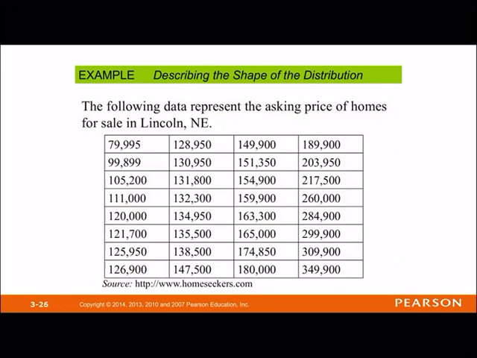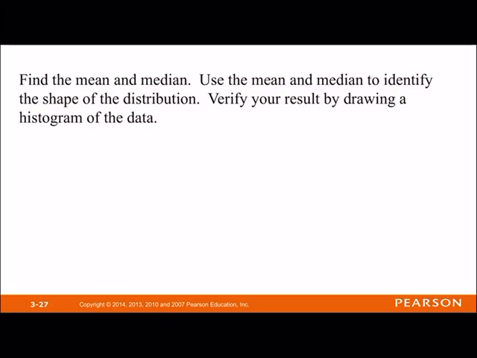Okay, so now we have the following data representing the asking price of homes for sale in Lincoln, Nebraska. There are 32 numbers here. Be careful putting this into the calculator. That's all I'm going to say. So the first thing that we want to do is find the mean and the median, and then use the mean and the median to identify the shape of the distribution, and we're going to verify the results by drawing a histogram of the data, and eventually we're going to use our calculator to help us do that.